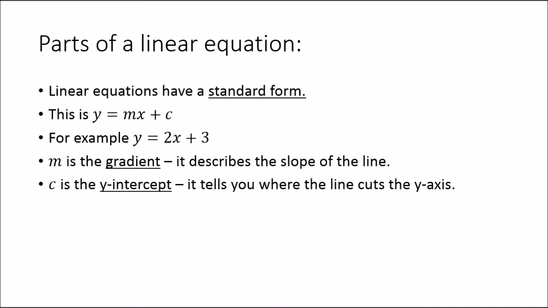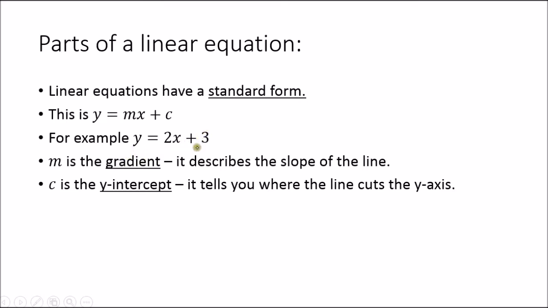Now when you're plotting equations, they will be in what we call the standard form, and this is often described as y equals mx plus c. So there are the three parts of the equation. So obviously the y value is y, the x value is x. m is what we call the gradient. Now it's the number that describes the slope of the line. We'll look at that in a little bit more detail later on.